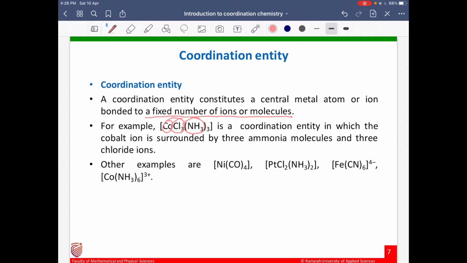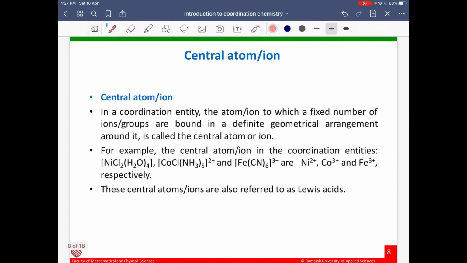It's a coordination entity in which the cobalt ion is surrounded by 3 ammonia molecules and 3 chloride ions. Other examples are Ni(CO)4. Here the central metal atom is nickel and it is surrounded by a fixed number of carbonyl groups, 4 carbonyl groups in this example. Other examples of coordination entities: PtCl2(NH3)2, [Fe(CN)6]4-, [Co(NH3)6]3+. So a coordination entity constitutes a central metal atom or ion bonded to a fixed number of ions or molecules.